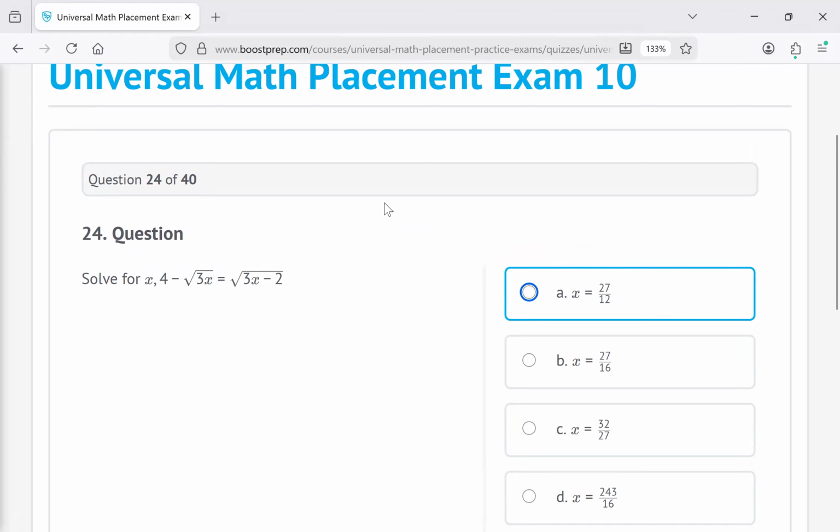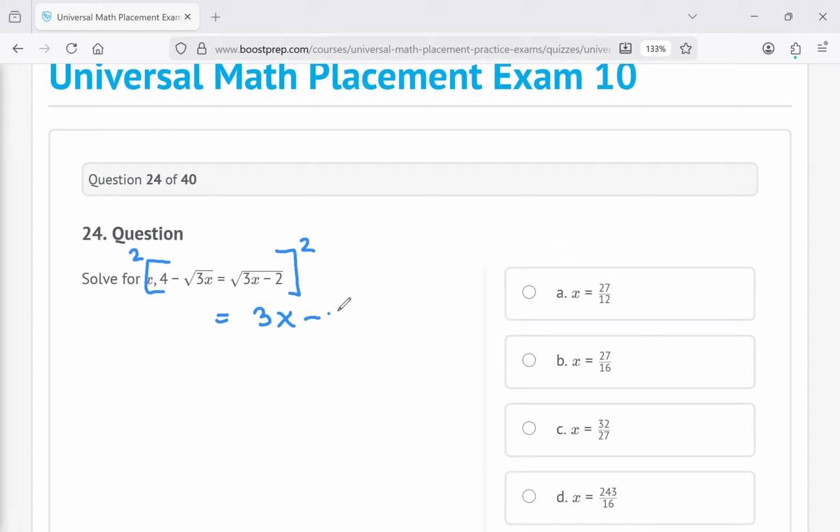So the first thing I would do is square both sides. I don't think I would move the square root of 3x to the right. I wouldn't do that. What I would do is just square both sides. On the right, when you square a radical, it disappears, so you're left with 3x minus 2. On the left, don't be fooled.